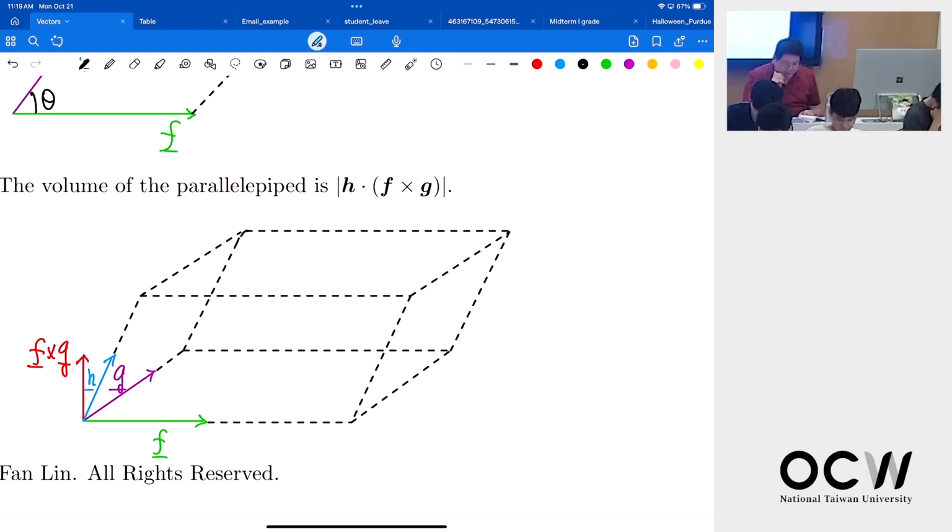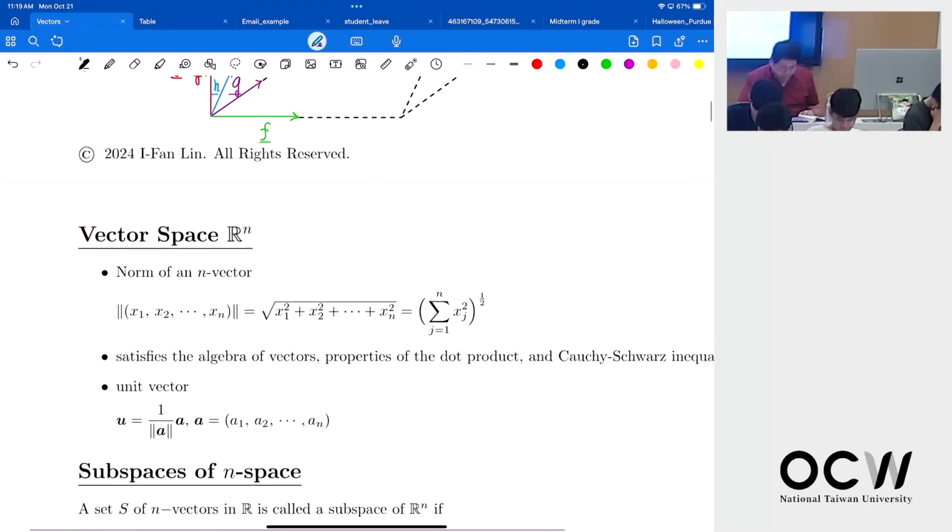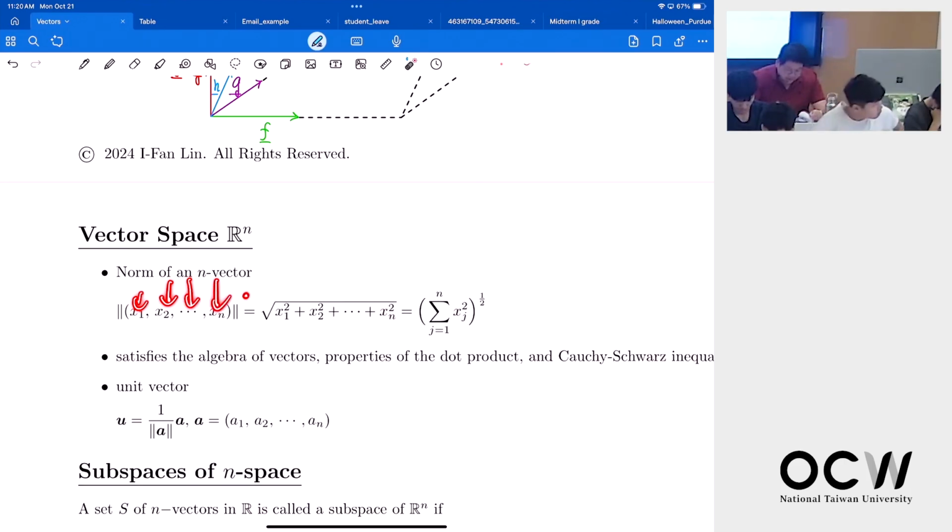Alright, so now let's continue. Next, we are going to talk about the vector space. What is the vector space? And also the vector space R to the n. So let's consider the norm of an n-vector. This is an n-vector with n components. For these n components, the norm will be the square root of the sum of the individual component squares.